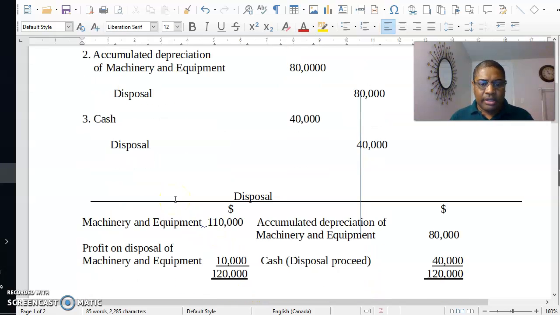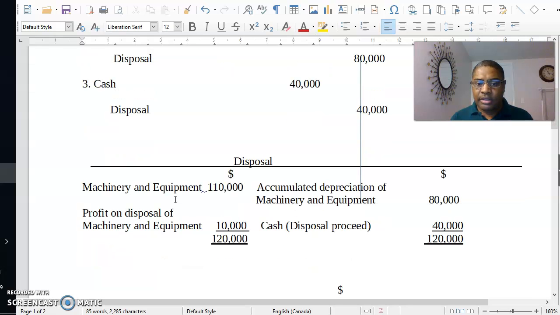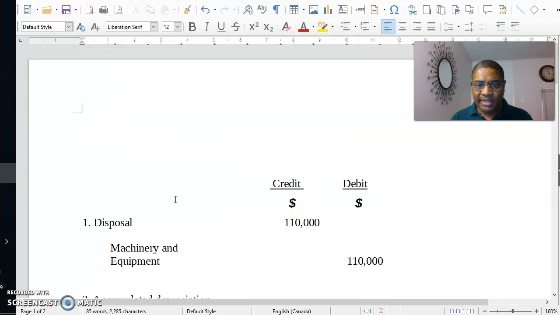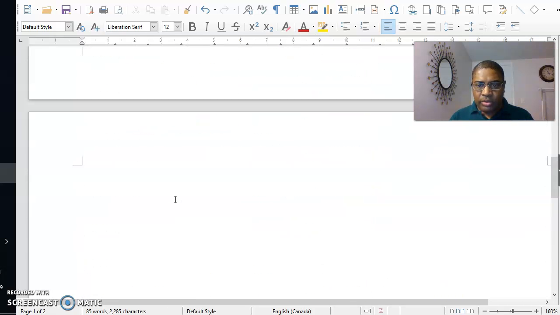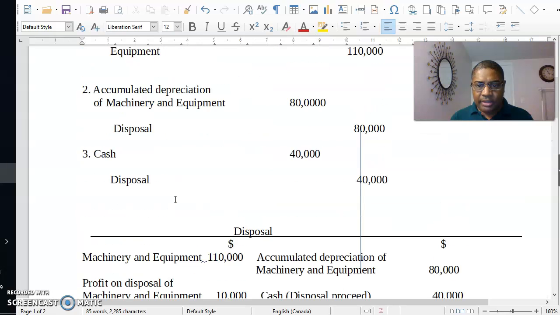Now let us discuss the disposal of an asset, and I want to do this by using an illustration in terms of the journal entries, a disposal account, and a calculation.